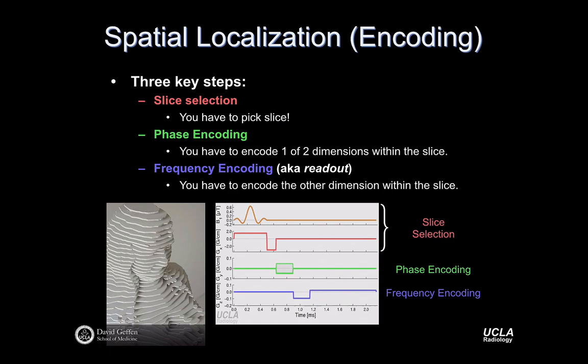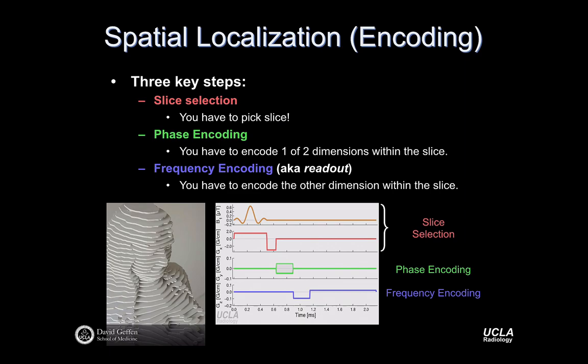And so if you're interested in getting information out of a three-dimensional body, then you probably have to go through at least three spatial encoding steps, right? The spatial encoding steps that are typical for almost all of conventional MR are the following. You have to go through a process of slice selection, and that's mostly what we're going to talk about today. That just means you have to pick a slice, right? You have to decide, are you going to image an axial slice through the head, or an oblique slice through the chest, or some other slice through the knee?